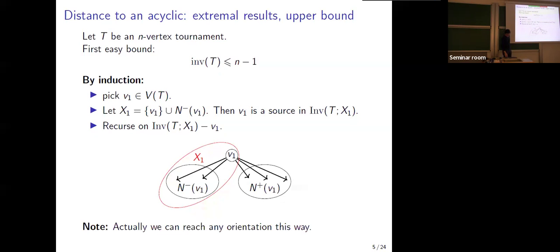But what is important is that here we can actually reach any orientation doing that. You can take V1 and all the other neighbors which are badly oriented with V1. This gives your first inversion. When you do that, now all the edges incident to V1 are in the orientations you wanted. So you're happy, and then you can recurse on what remains. So actually, with this method, you can reach any orientation in n minus 1 inversions.